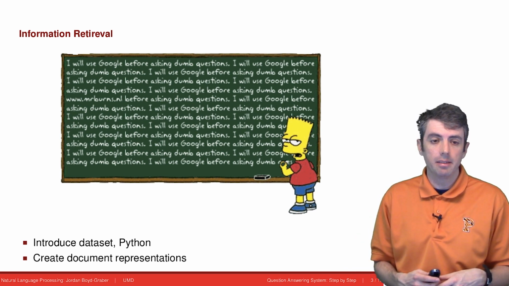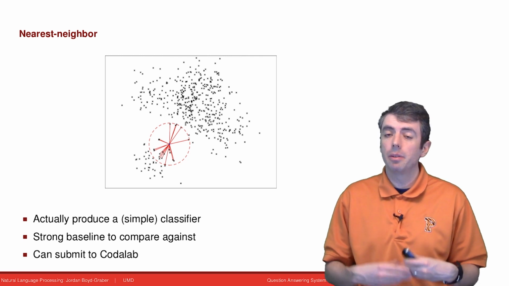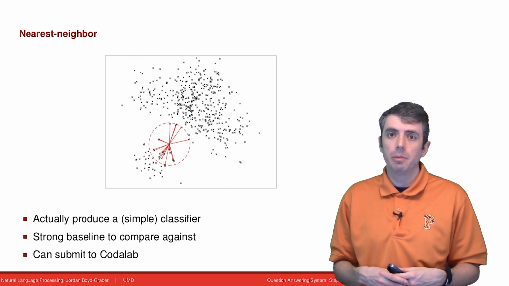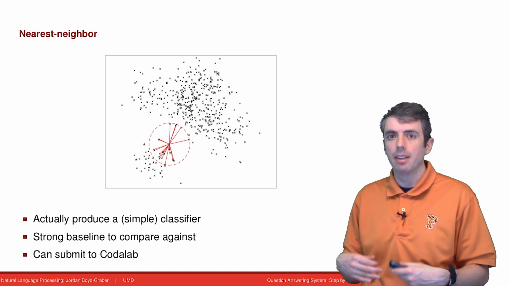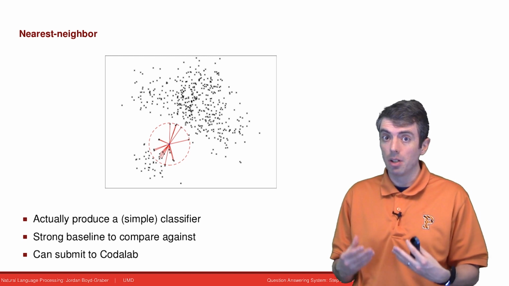question answering system. However, modern question answering systems are typically built on top of machine learning, so we need to introduce some machine learning concepts as well. One of the concepts that we'll introduce is that of a classifier, and the simplest way that you can build a classifier is with a nearest neighbor approach.